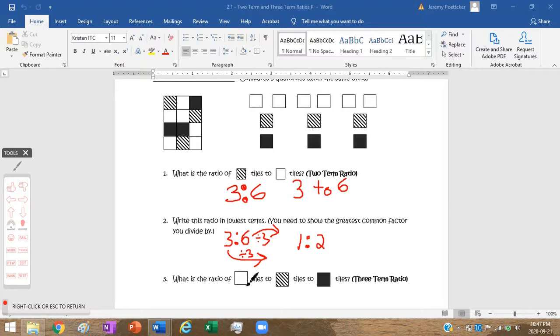Alright. We can also look at a 3-term ratio here of the white to the zebra stripy to the black ones. What we should be able to see is there's 1, 2, 3, 4, 5, 6 of the white ones. We've got 3 of the stripy ones and 3 of the black ones. So we could say this is a 6 to 3 to 3 ratio.